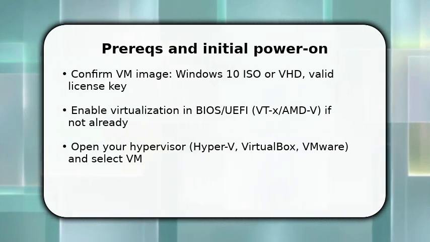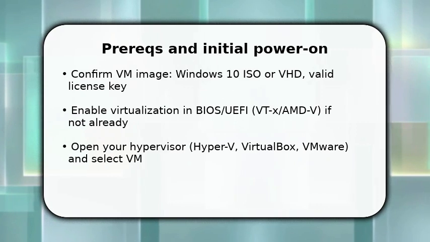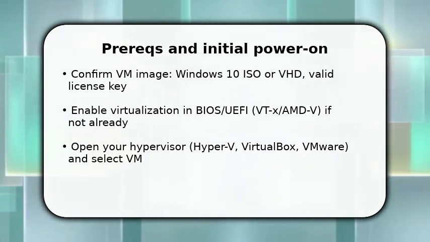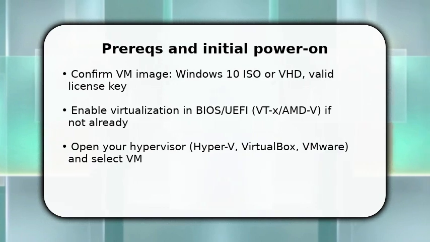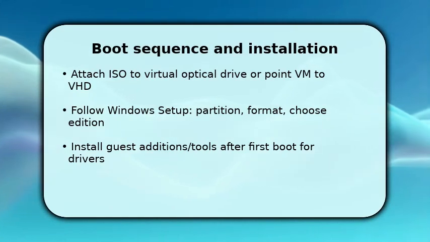Click Start or Power On to begin. This initiates the virtual BIOS and bootloader. You should see the Windows installer begin. If not, press the VM's Virtual BIOS boot menu key and select the ISO.